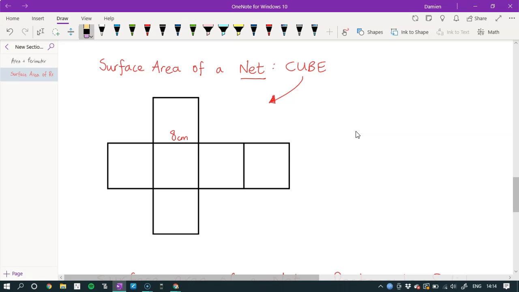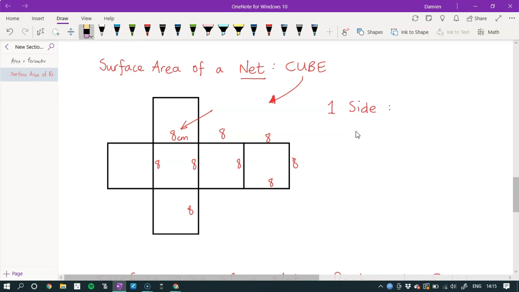The reason why it's important is if you have to find the surface area of this, we can see we have 8 centimeters already here. That means because it's a cube, every single side is 8 centimeters. Everything you're looking at there is 8. It's 8 everywhere. So how are we going to work out the surface area of this? Well, for a cube, you just work out one side.